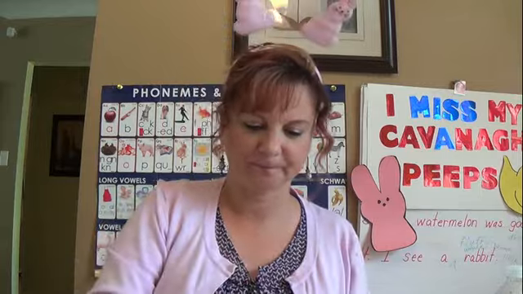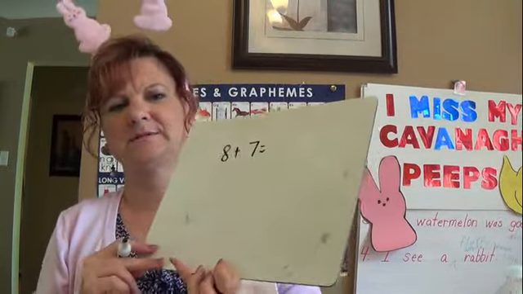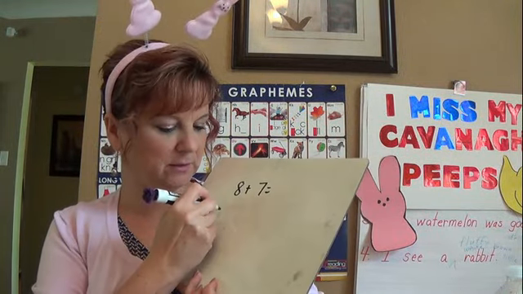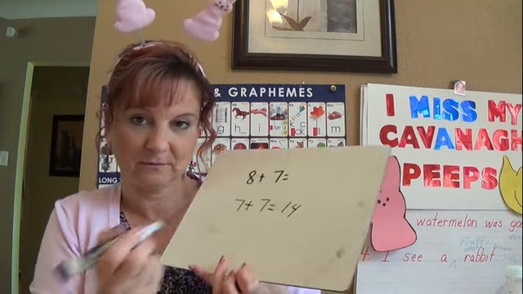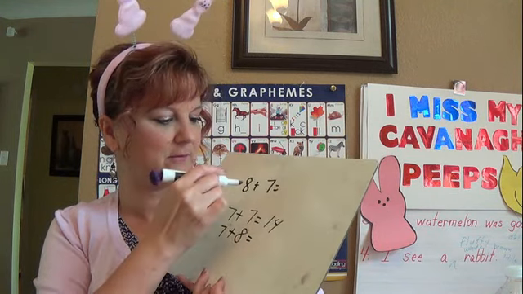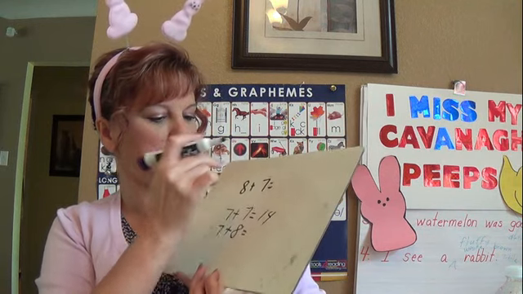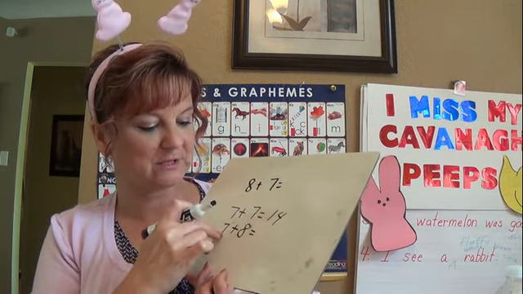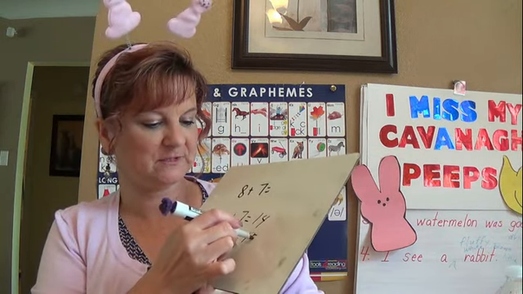8 plus 7. What is 8 plus 7? Well, I was thinking I know some doubles. I know 7 plus 7 is 14, right? So 7 plus 8, yeah, 7 plus 7 is 14. So 7 plus 8 is just one more, which is 15.